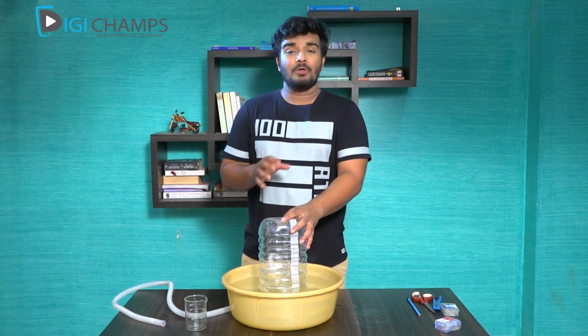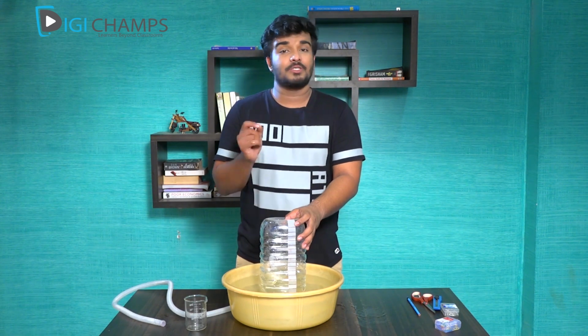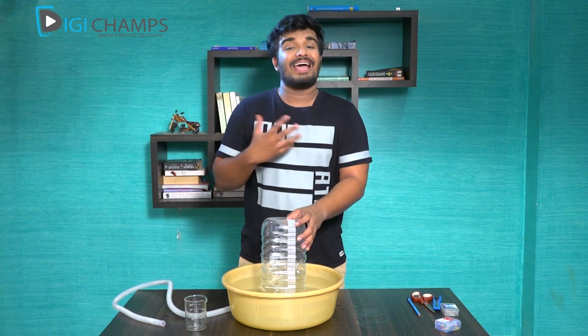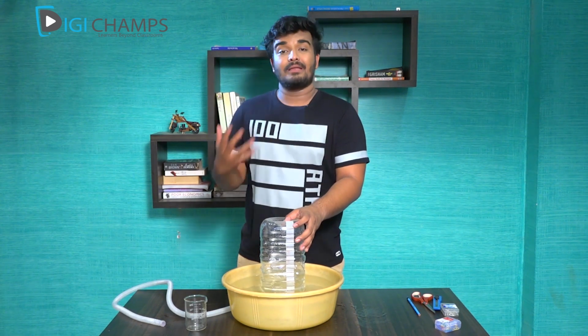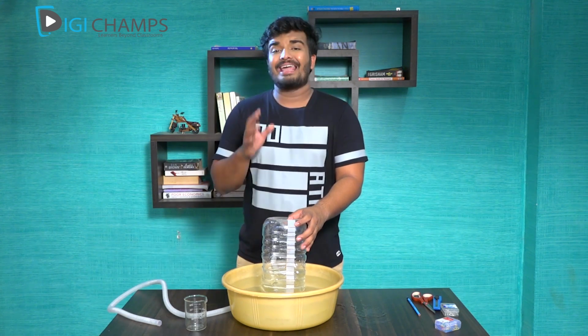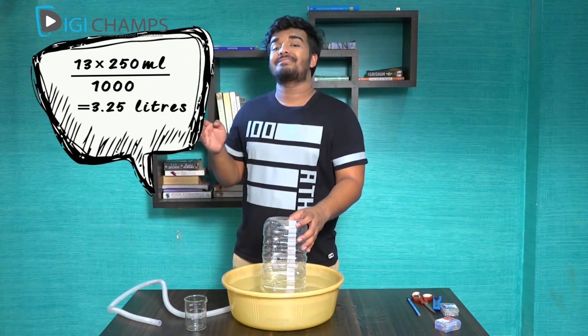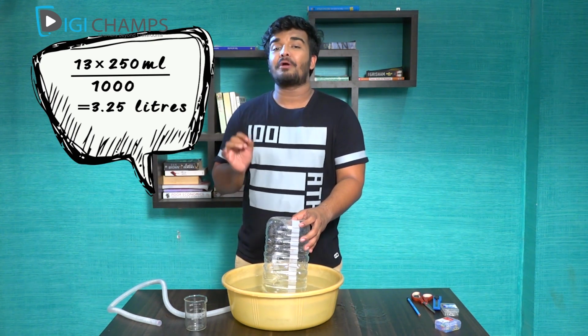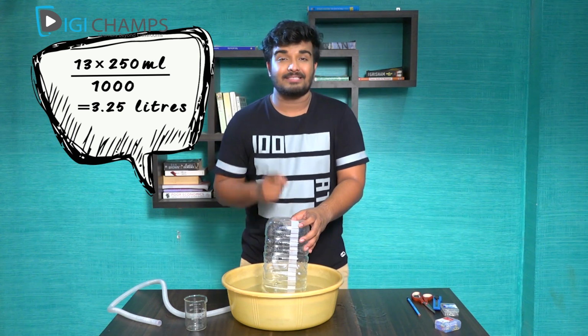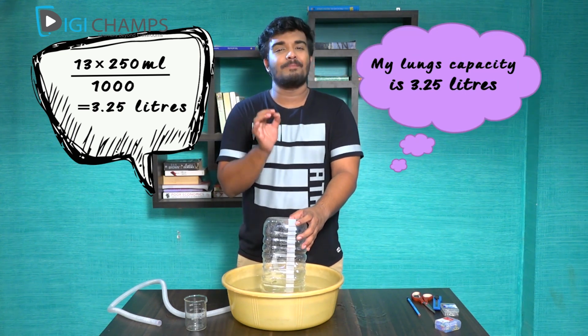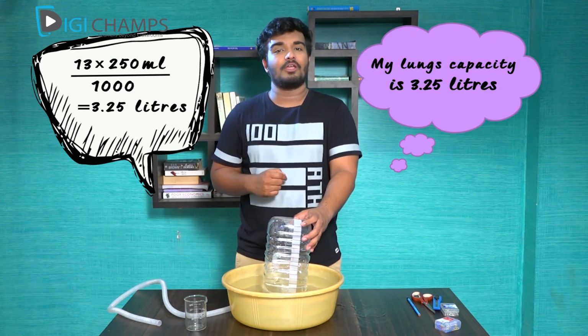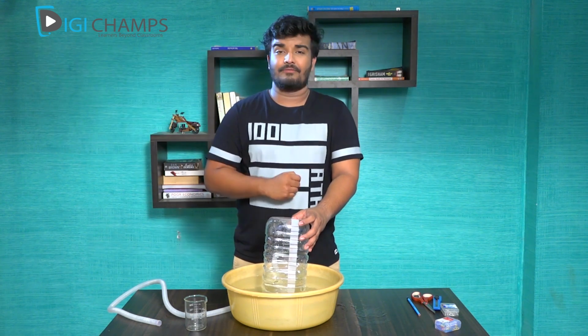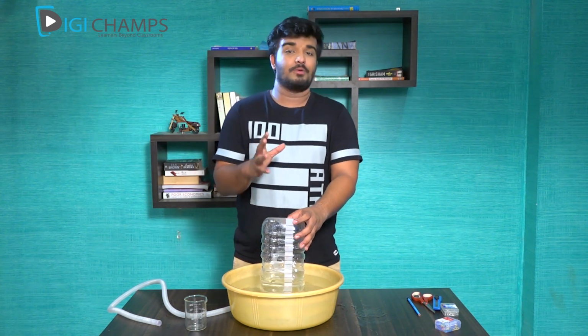So I know that each unit here measures 250 ml, right? To calculate how many liters my lung capacity is, I calculate 13 times 250 ml and then divide it by 1000. So I get 3.25 liters. Yes, my lung capacity is 3.25 liters. What about yours? You should try it and, of course, have a good time doing this experiment.